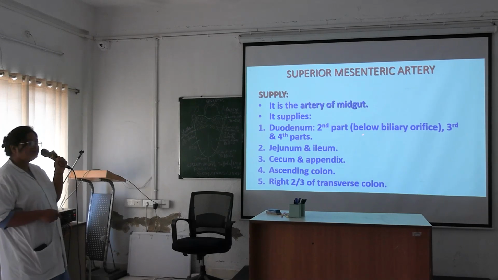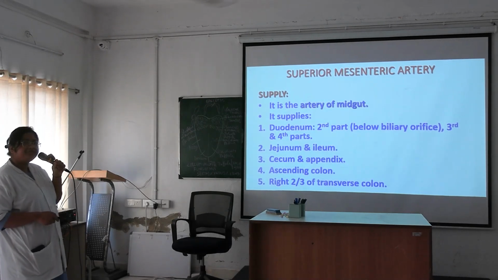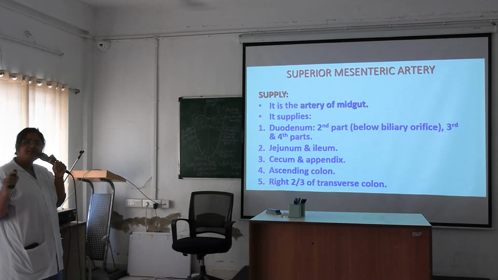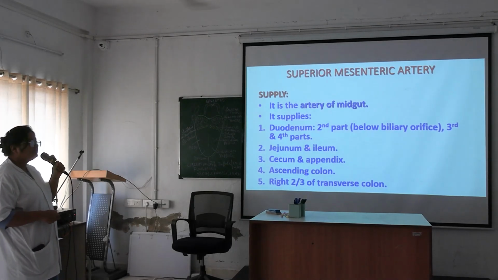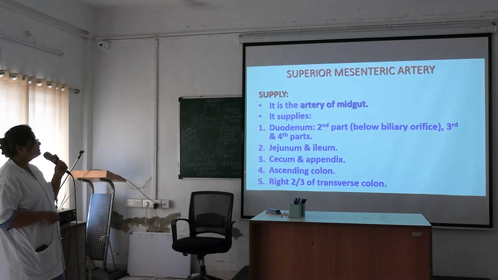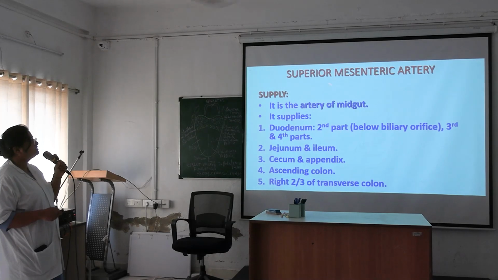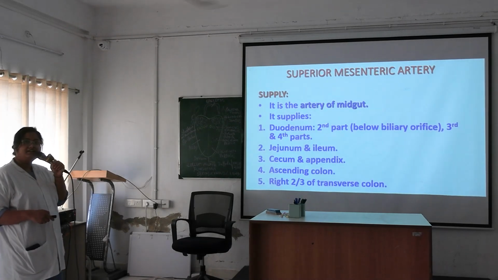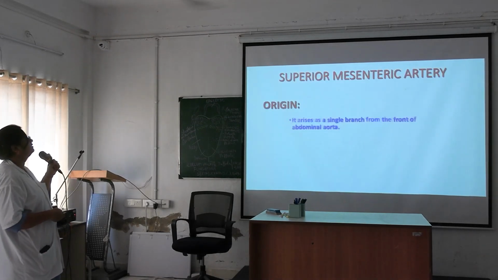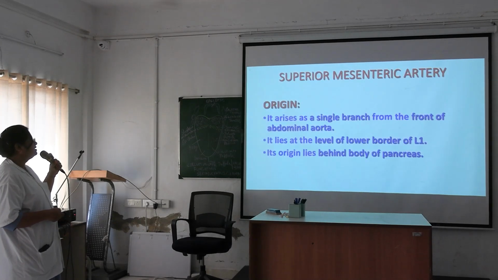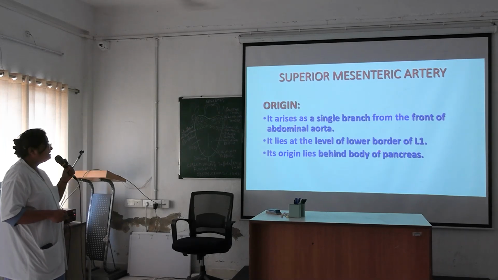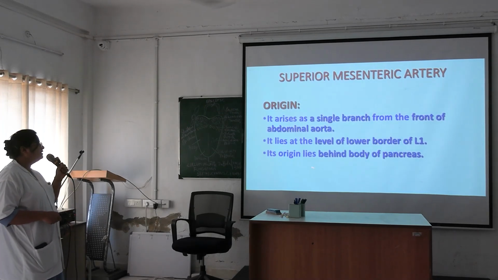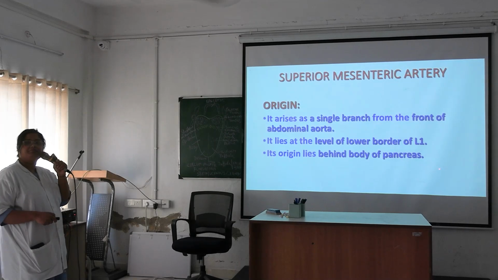It supplies the duodenum second part from the biliary orifice. That is the location of major duodenal papilla in the second part of duodenum. Third part of duodenum, fourth part of duodenum, jejunum, ileum, cecum, appendix, ascending colon, and right 2/3 of the transverse colon. All these are supplied by the superior mesenteric artery. It arises as a single branch from the front of abdominal aorta, lies at the level of lower border of L1, and its origin lies behind the body of the pancreas.